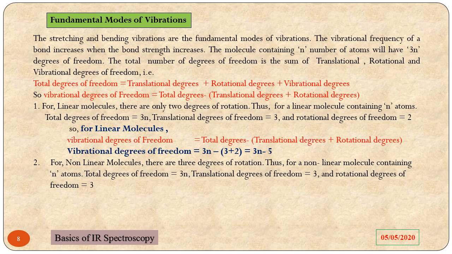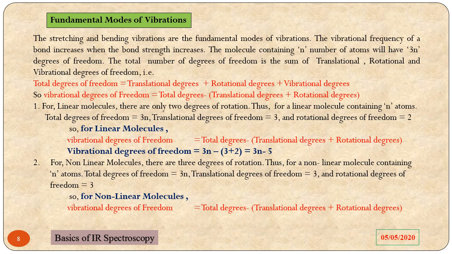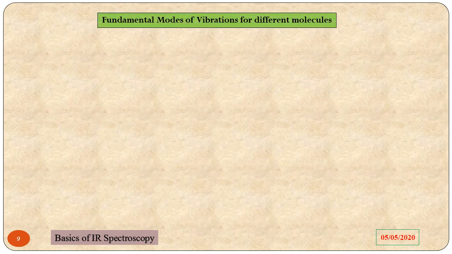For non-linear molecules there are 3 degrees of rotation. Thus for a non-linear molecule the total number of degrees of freedom is equal to 3n, translational degrees of freedom is equal to 3, and the rotational degrees of freedom is equal to 3. So for non-linear molecules the vibrational degrees of freedom will become 3n minus 6. So the fundamental modes of vibrations of different molecules can be calculated by using these two formulas.